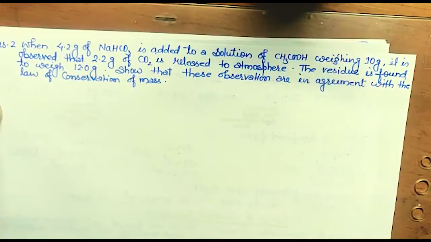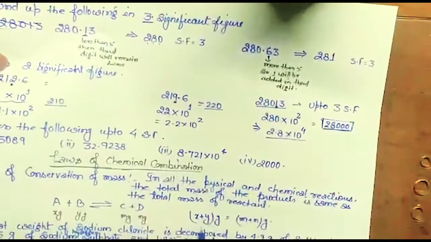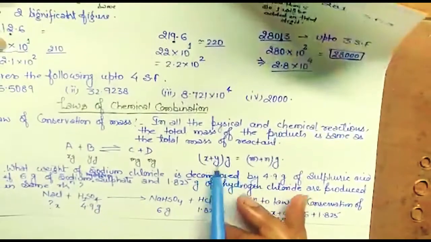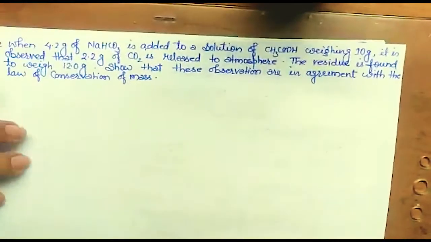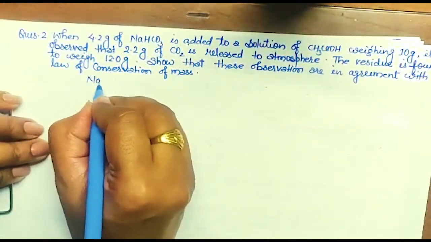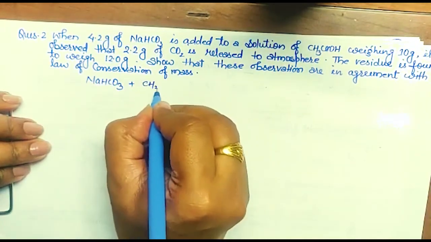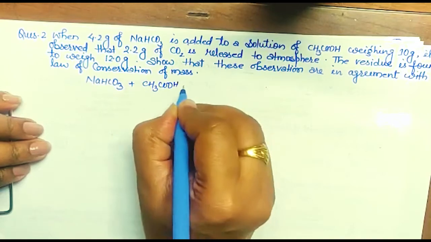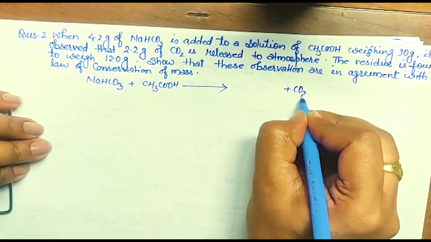So what you have to do, you have to prove that X plus Y gram is equal to M plus N gram. So that you have to prove. So first, for that, you have to write first the balanced equation. This is NaHCO3 and the acetic acid is CH3COOH. It is going to form, like carbon dioxide gas will be released.